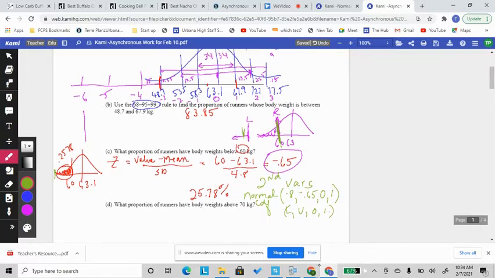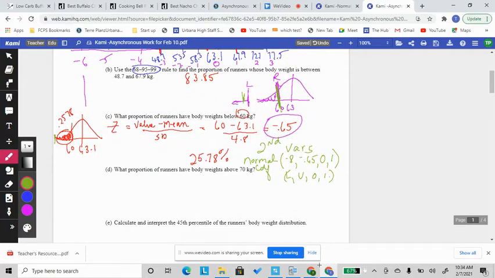All right, let's do another one, and I'll do it both ways. It says, what proportion of runners have body weights above 70? So the value minus the mean over the standard deviation. And we get a 1.44. Okay, so let's graph it, draw a little curve. We have 63.1, and we want above 70. All right, so we want this area.